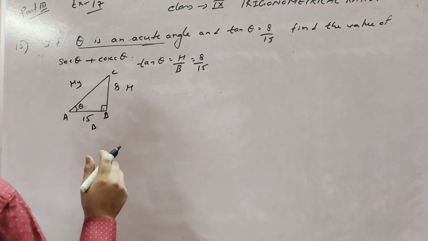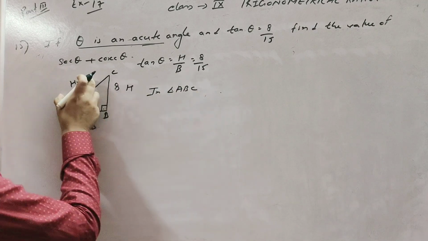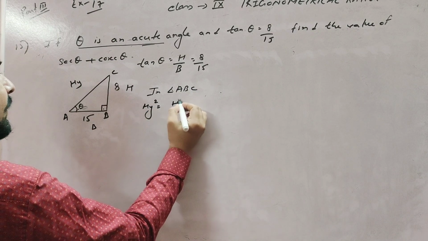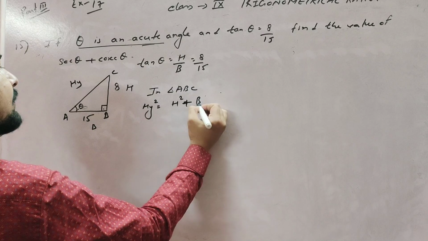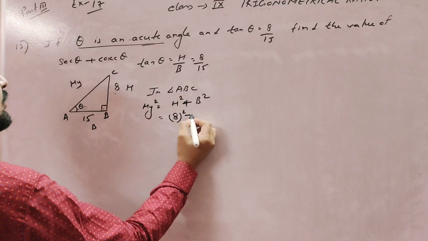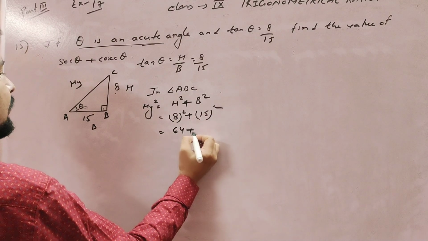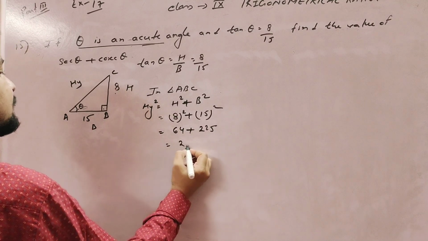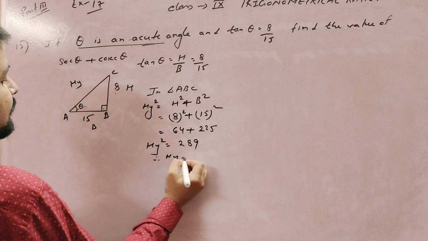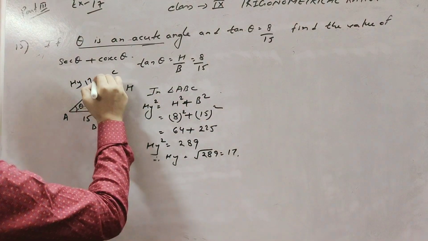Then first of all, in triangle ABC we calculate the value of hypotenuse. Okay, so we know the Pythagoras theorem, that is hypotenuse square equals height square plus base square. So in place of height square, 8 is given here, so 8 square, and base is 15 square, so that is 64 plus 225, that is 289. So hypotenuse square equals 289, therefore hypotenuse equals root under 289, that is 17. So this one is 17.